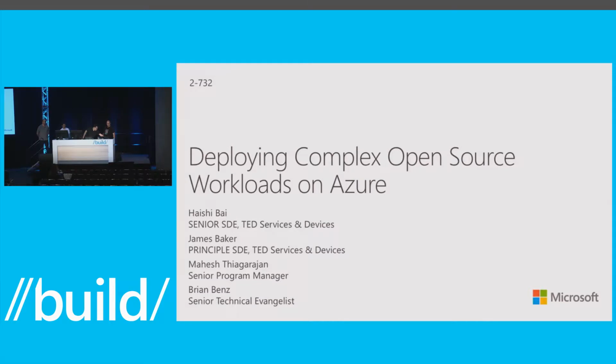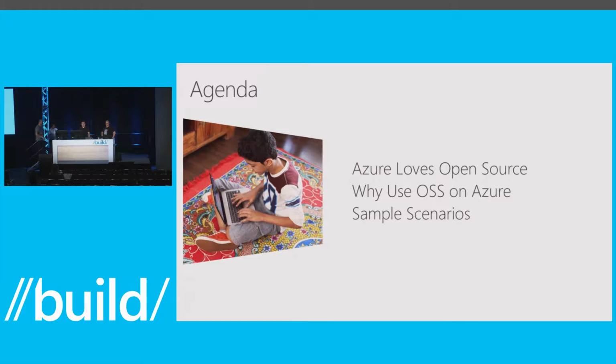Let me get a clicker. All right, let's get started. Oh, it works. So our agenda today is actually really easy. We have 3 parts. The first one is to explain how Microsoft loves open source. Then we'll explain why you want to use open source on Azure. Then we'll go through some of the sample scenarios. But open source is such a large topic, so what we will be covering here is only a very small set of the open source community. If some of the frameworks or technologies aren't covered here, don't feel bad, because we can only know that much.